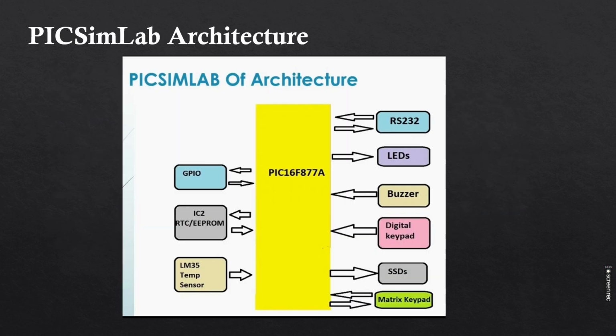You can see this is the PIC microcontroller architecture. There are various peripherals interfaced with the PIC microcontroller, like LEDs, buzzers, digital keypads and matrix keypad. A peripheral with two arrows indicates that it is bidirectional, so it can send data or receive data. A peripheral with a single arrow can do only one job: either send the data or receive the data.